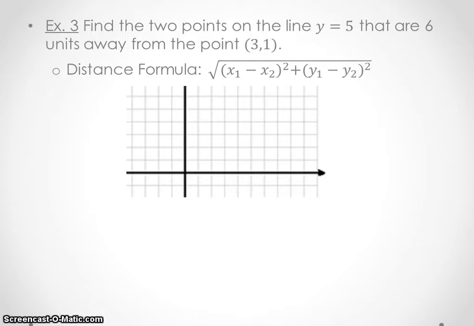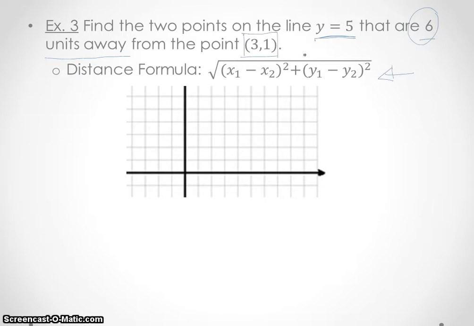Okie dokie, welcome back. Let's go ahead and work on example 3 here, which says find the 2 points on the line y is equal to 5 that are 6 units away from the point (3, 1). So 6 units away means that I'm going to have a distance of 6, which is why I put the distance formula here. We are actually going to use this here in a second.